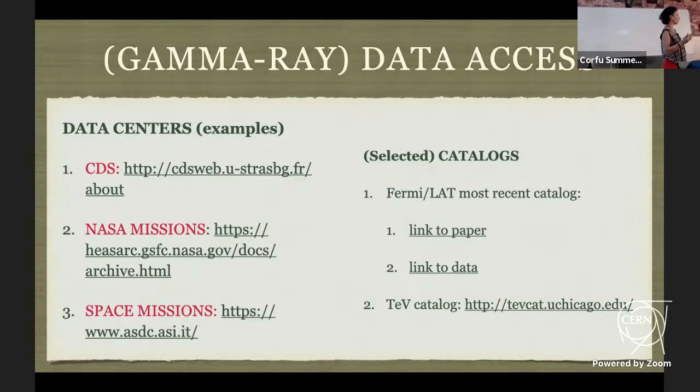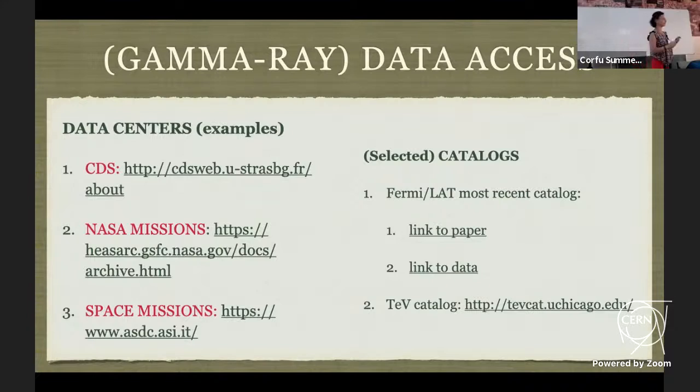Maybe they are not loaded because we are not yet fully synchronized with these data centers, but we are starting to be. So in the future, we will put all our data in these databases as well, so that if you want all the data ever collected from a region of the sky, you can really download all of it. Then you have the database from NASA missions, and another one in Italy for space missions in general from all over the world. And then you have catalogs.